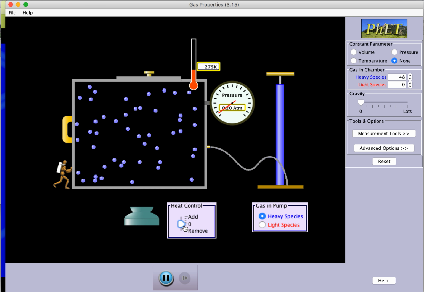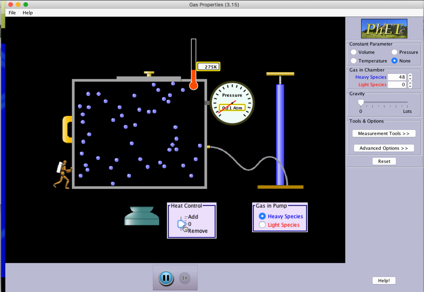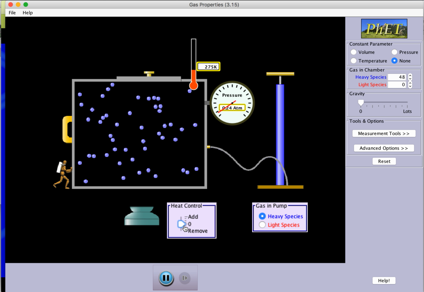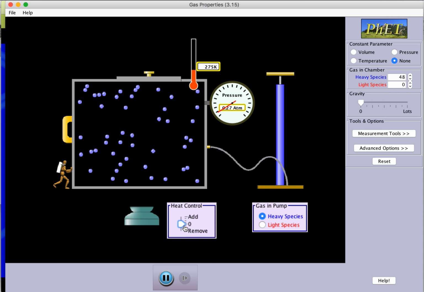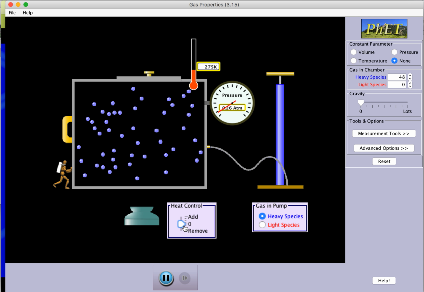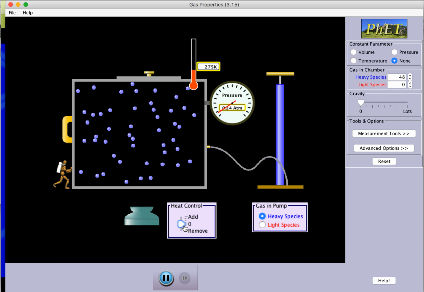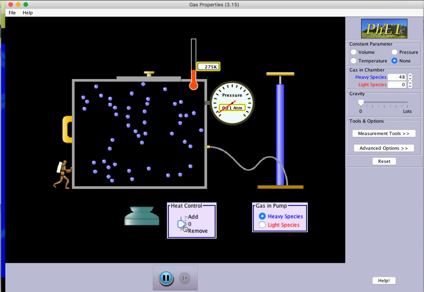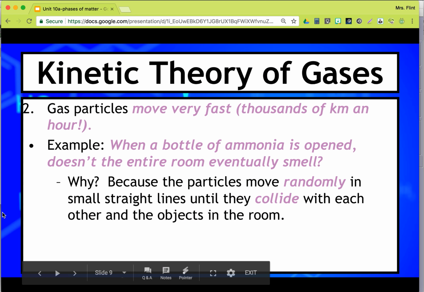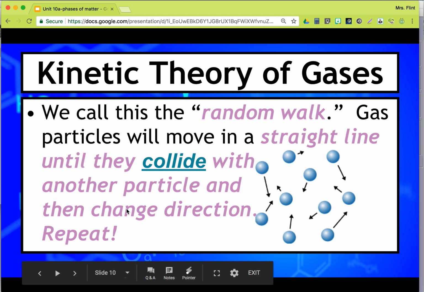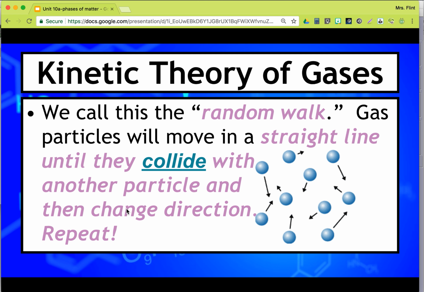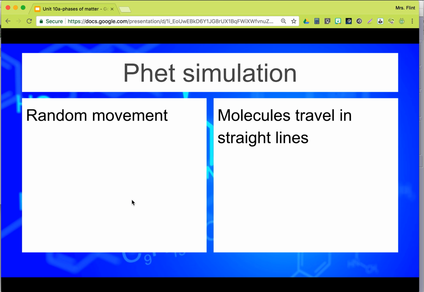The movement is also very random. They don't collect in one side or another. They're just bouncing continually in our container. At no point do they ever lose energy enough to stop. They just continue to move until they hit the container or each other. We call this a random walk. Gas particles will move in a straight line until they collide with another particle and then change direction.